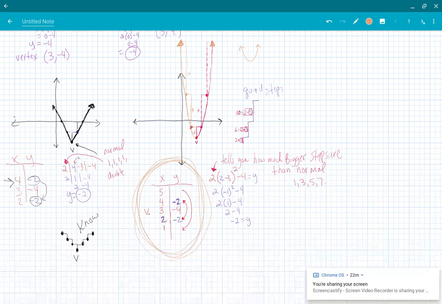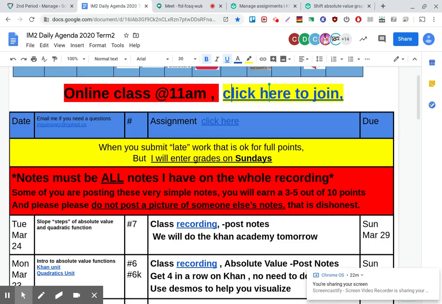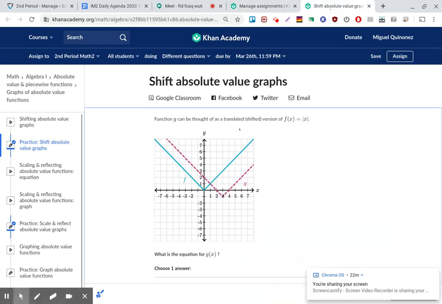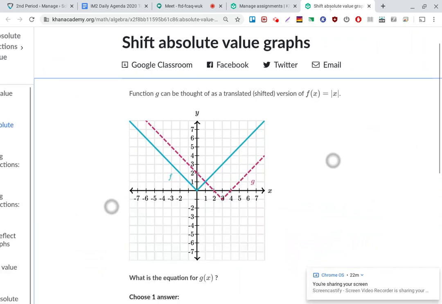Okay. All right. So I'm going to do a couple of Khan Academies, but you don't do them yet. I'm going to do them, and you take some notes on these. And then I'm going to stay with you as you do them. Okay. So number 1 says function g. So g is the pink one. Can be thought of as a translation of f, and f is the blue one. This is f. This is normal f.